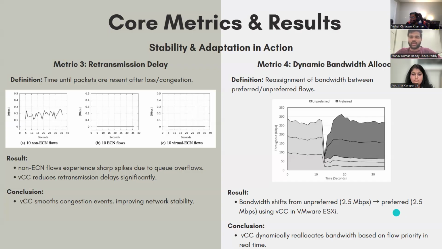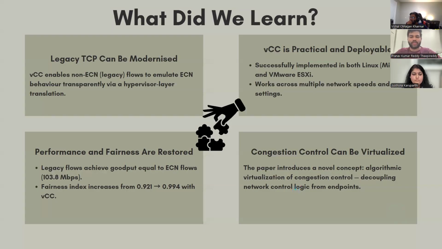Coming to the next slide, what did we learn from this paper especially? I would like to talk about the four key takeaways. The first one is that legacy TCP can be modernized. That means VCC enables non-ECN flows to emulate ECN behavior transparently via a hypervisor layer translation, which Vishal already talked about in the working of the VCC. So what I would like to say with this point is, with VCC, old flows emulate ECN behavior without app or operating system changes.